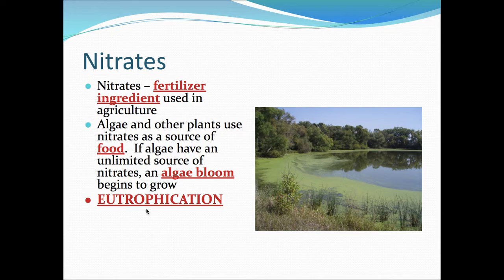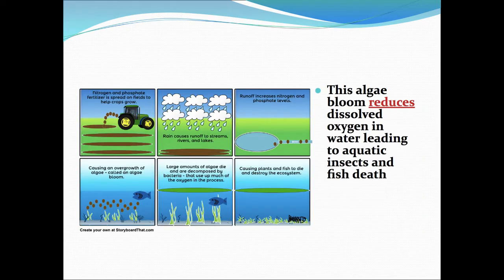So good food, that doesn't sound like a bad thing, right? But it is. Let's look at why it's not a good thing. So the algae bloom will reduce the dissolved oxygen. It will also increase the turbidity. So nitrates affect another water quality indicator.